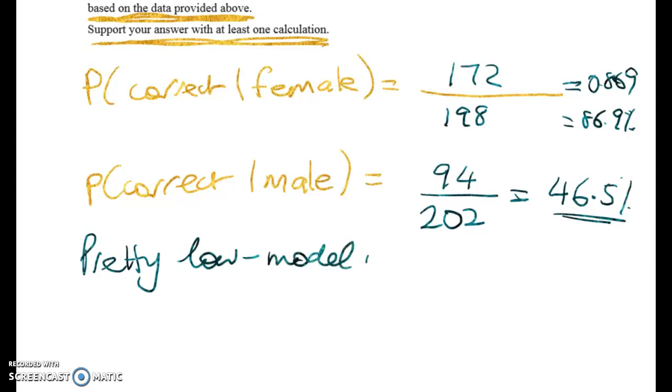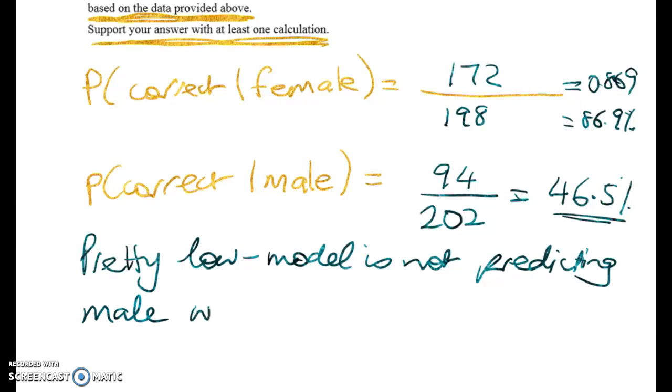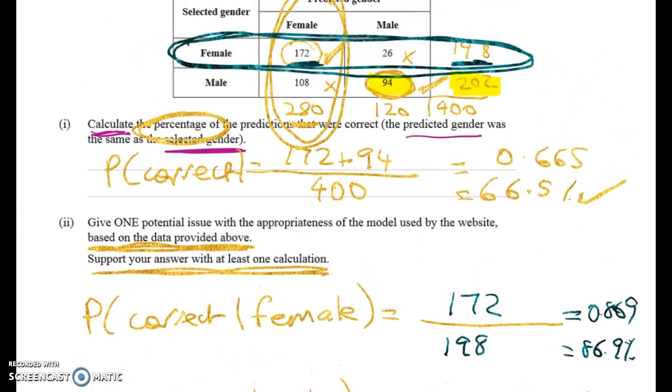Okay, so this is pretty low. The model is not predicting accurately. It's not predicting male writing well. So overall what it's doing is that it's predicting far more female handwriting than male handwriting. So you need to say something like that, and you must have a calculation. So that's about all there is to it.